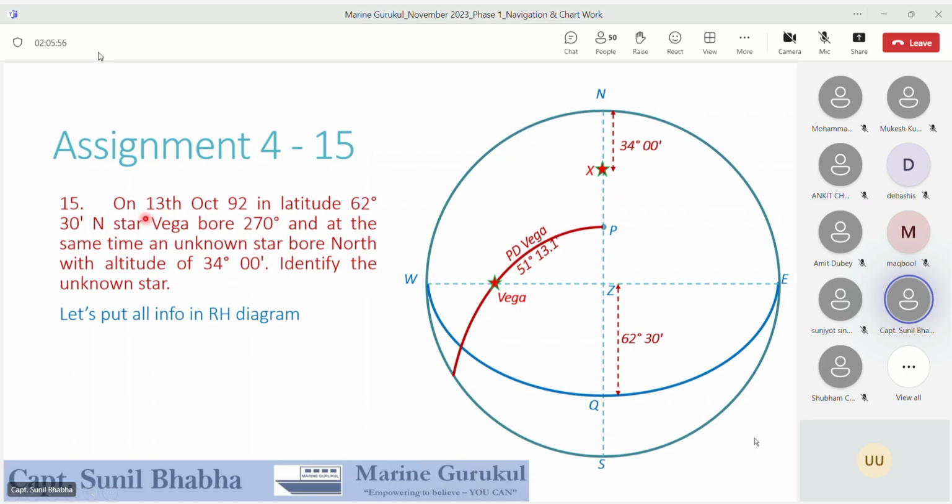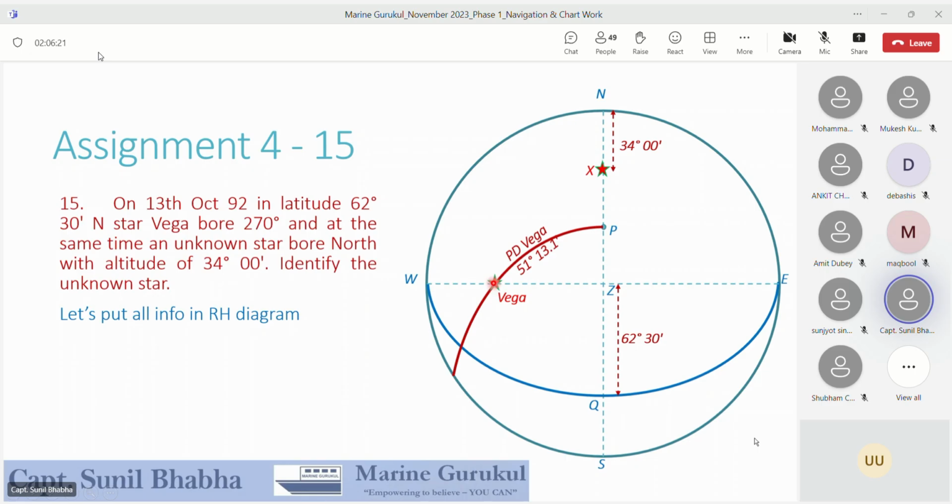Now we have the date 13th October 92, and we can get the declination of Vega from the nautical almanac. Once you do 90 minus that, you get the polar distance. This is the value of the polar distance which will be obtained. So we have the P Vega side known to us.